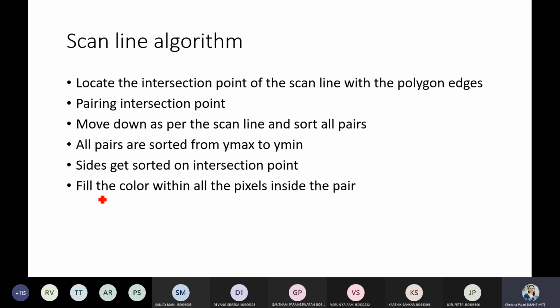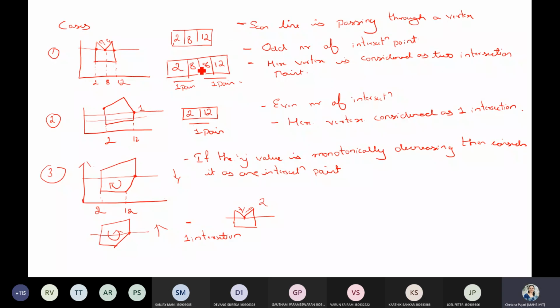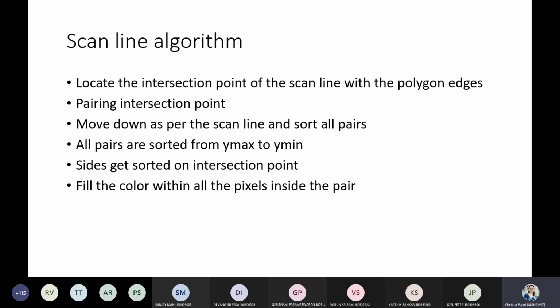Then you are going to fill the color. Once you have all the pairs at each scan line, it basically represents a y value. At each y value, you have the set of x and y pairs of intersecting points in sorted order. Then you fill the color in all the pixels inside the pair. You already have a pair, right? You are going to fill the pixel values between the pairs. That is our last step. So this is the scan line algorithm.